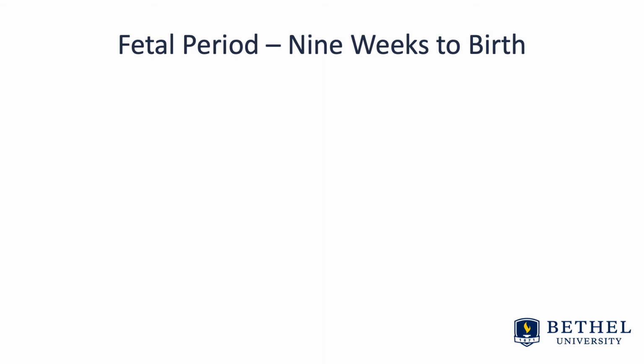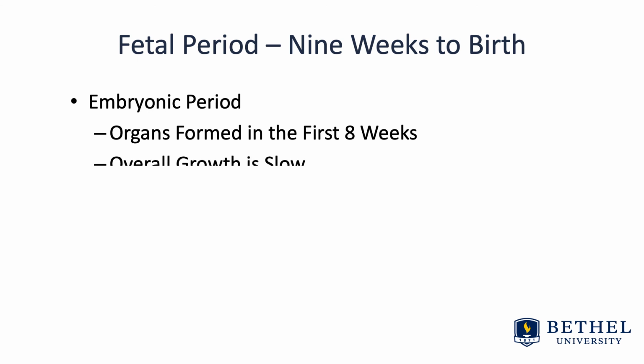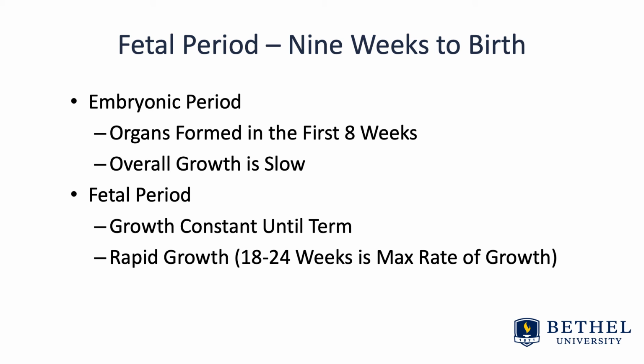That fetal period, 9 weeks to birth. So the embryonic period is the first 8 weeks. Organ formation. Overall growth is slow. We're talking about millimeters of difference from the 2-3 weeks since fertilization to the 8 weeks. The fetal period is where that growth ramps up, and we have rapid growth with 18 to 24 weeks being the highest rate of growth.